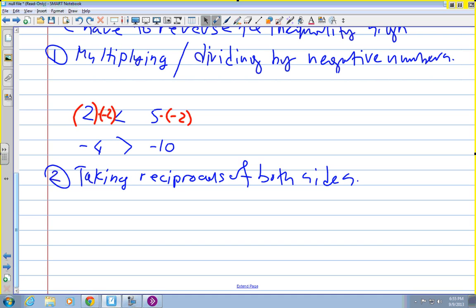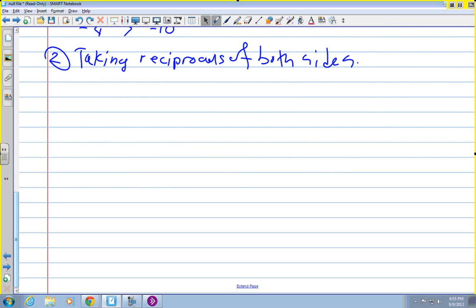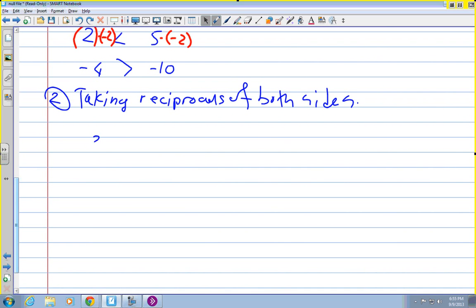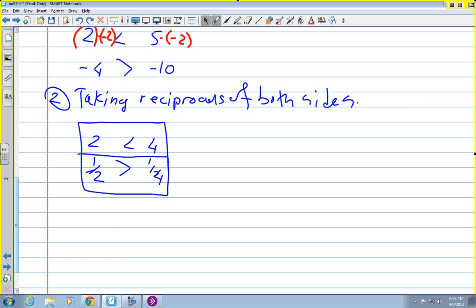So you have two sides of an inequality and you just turn them into fractions, see what happens. Same kind of example, 2 less than 4, right? That's true. But if I flip them, I get 1/2 and 1/4. Well, 1/2 is bigger than 1/4, right? So taking reciprocals reverses the inequality. You might see this on occasion, but not a lot.